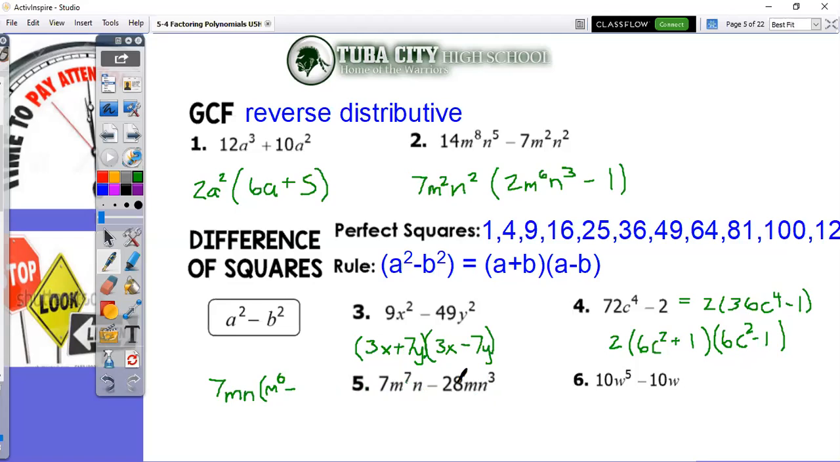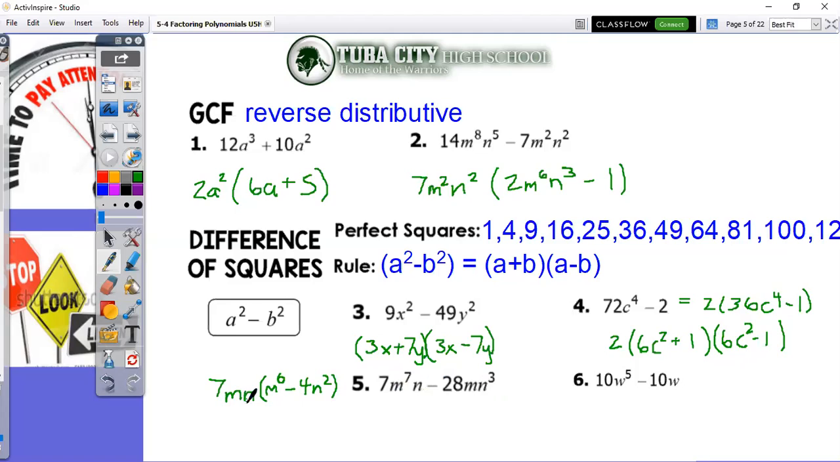Minus, and let's see, 28 divided by 7 is 4. And m, let's see, the m is gone because we took the m out. And n to the 3, which we took 1 out, so there are 3, but we took one of them out. So that would be n squared.